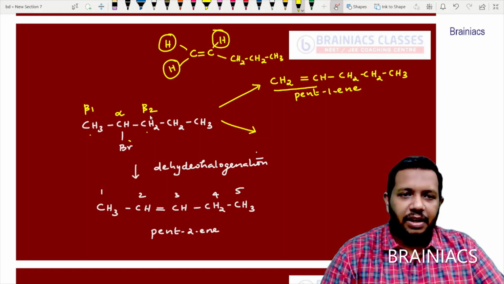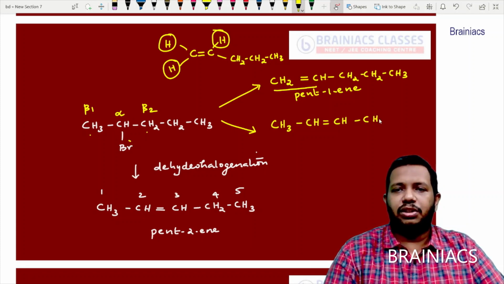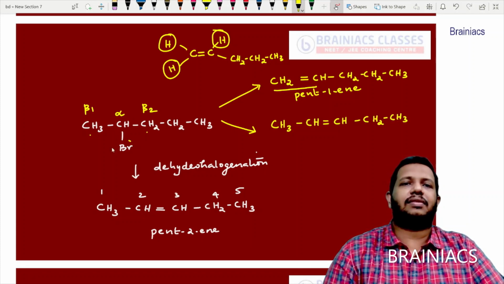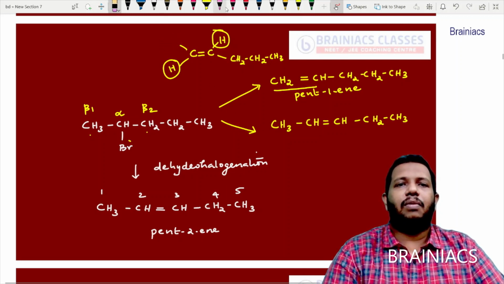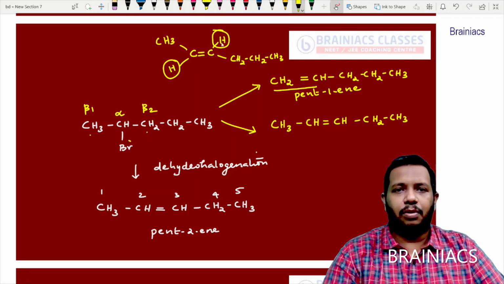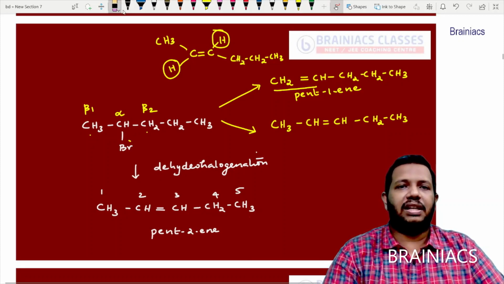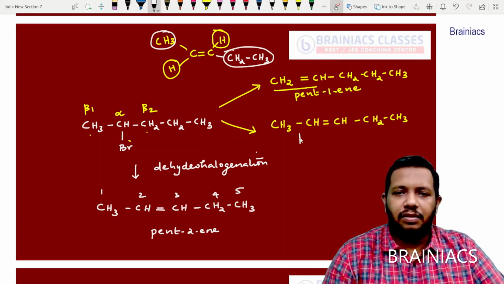But if you are doing the elimination from beta 2, then what you will get is CH3, CH, double bond, CH, then CH2, CH3. Now if you look at its structure, you have 1 more hydrogen here, and 1 more hydrogen is getting replaced with the CH3. Then you have CH, double bond CH, then CH2, CH3 is coming here. Now you can see it is substituted twice. 2 hydrogen atoms are replaced with 2 groups. So I can say the most substituted is pent-2-ene.